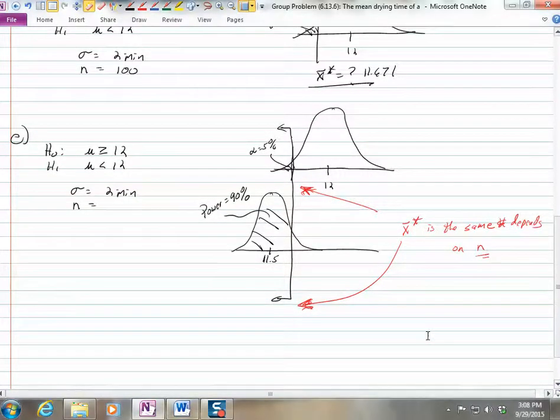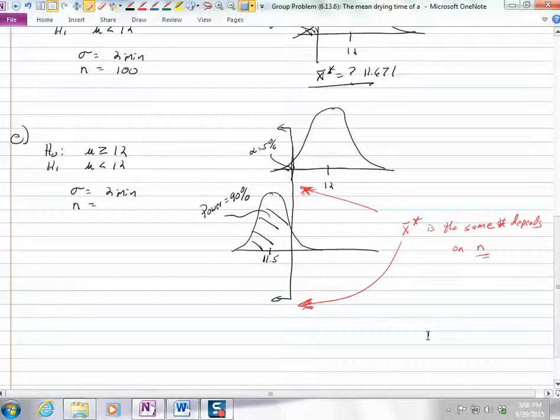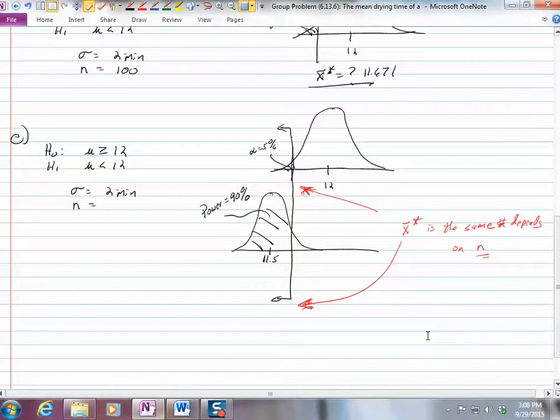Is anybody done? Anybody get it? What'd you get for an n? 137? I think that's what I got. That's what I got too. Anyone else get an n of 137? Okay, good. All right, so here's the situation. We recognize the hurdle value for the mean. That's what this x bar star means. So the hurdle value for the mean is the same in both those distributions.